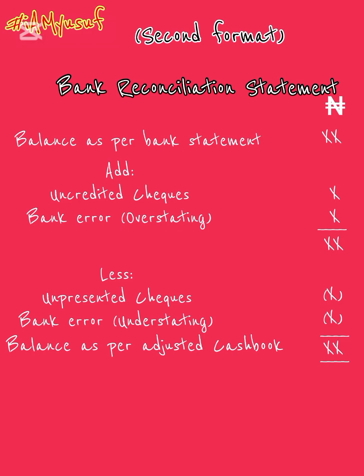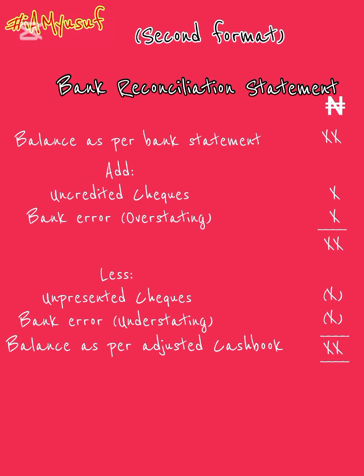Now you can see the second format is just like the reverse. Remember, I told you that sometimes they give us the bank statement too in the question, the balance of it, the same way they give us the balance of the cash book, so you can put it there. But if you start with that and you want your balance to be the same as your cash book balance, you add uncredited checks to the balance they gave you in the question as your bank statement. Be careful when you are doing the bank reconciliation statement.